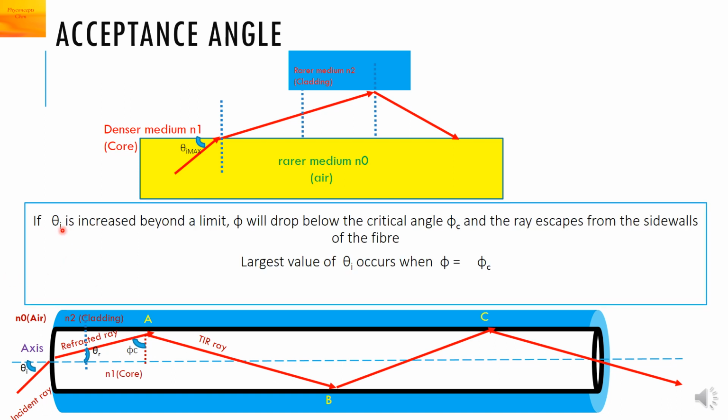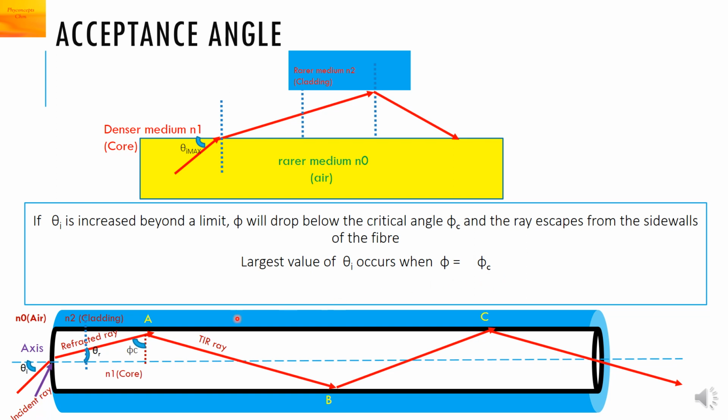Now, suppose we increase this angle theta I. If theta I is increased beyond a limit, then obviously this angle phi will change, and this phi will drop below the critical angle phi c, and then TIR will not occur. The ray will escape from the side walls of the fiber. That is, it will be refracted into the cladding. So the largest value of theta I occurs when phi is equal to phi c.